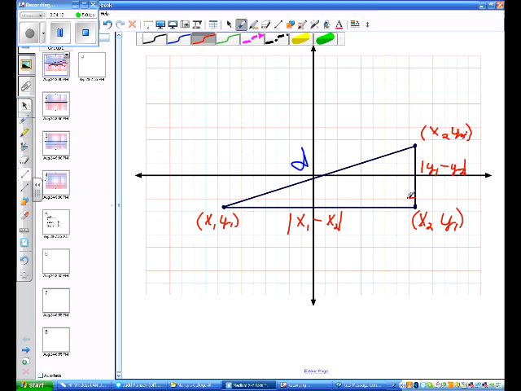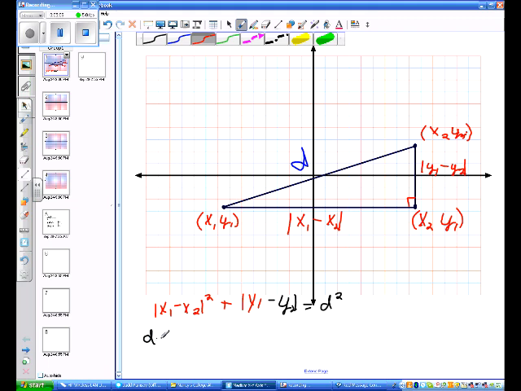So now we have us a right triangle. We have the length of one side and the length of the other leg. And so using the Pythagorean theorem, we know that the sum of the squares of the two sides is equal to d squared. Or if we want to find d, we can take the square roots of both sides.